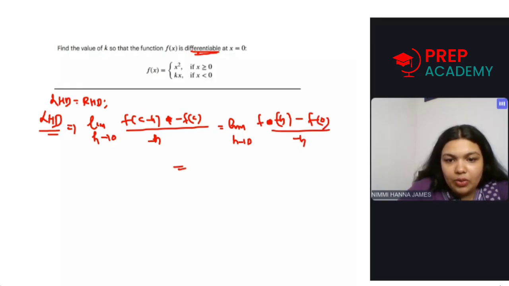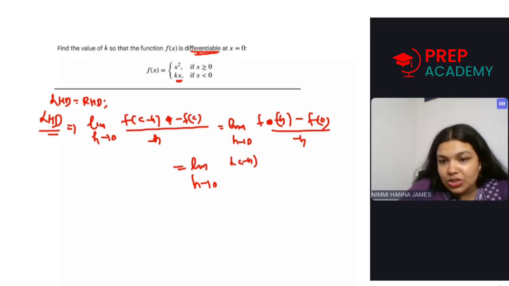That is equal to limit h tending to 0. What is f of minus h? It is a left hand limit, so for the left hand it is kx, for x less than or equal to 0. So it is k into minus h, minus f of 0, and for f of 0 it is x square, so it is 0, by minus h.